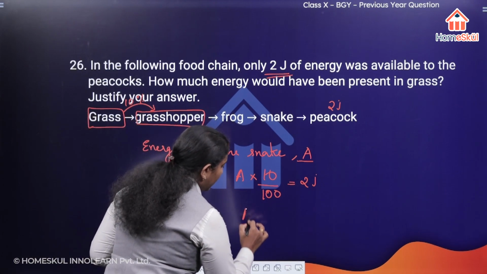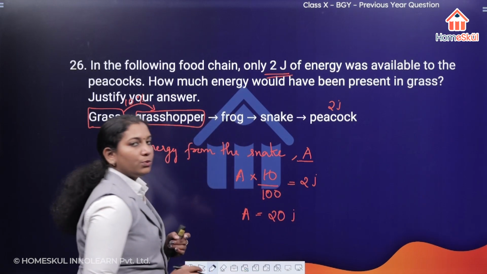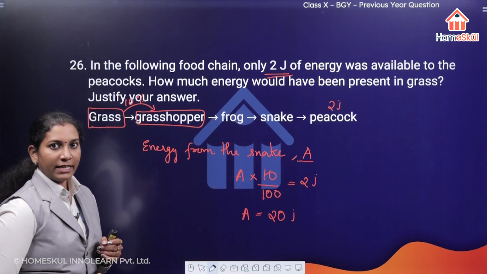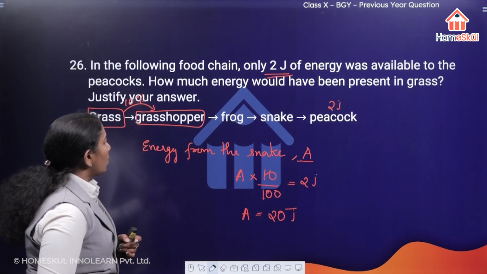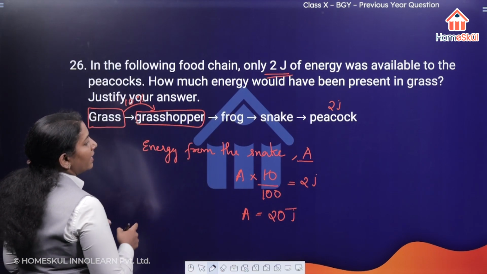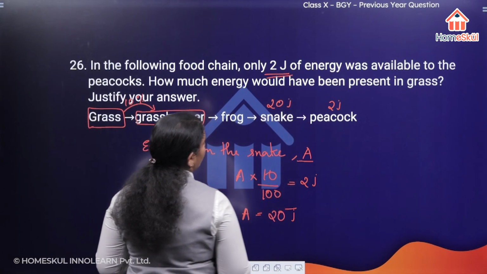So from this we can calculate A as what? 20 joules of energy, right? 20 joules of energy. Like that we can calculate the energy for each level. So the snake will be having 20 joules of energy.